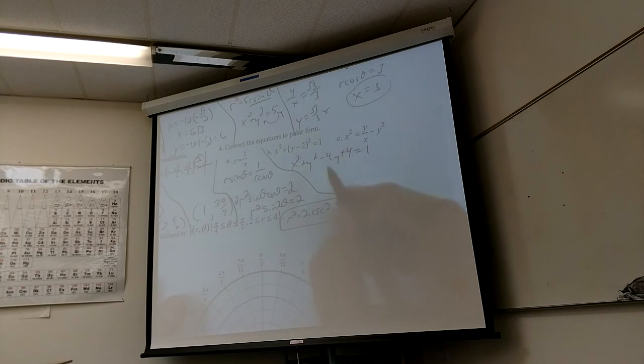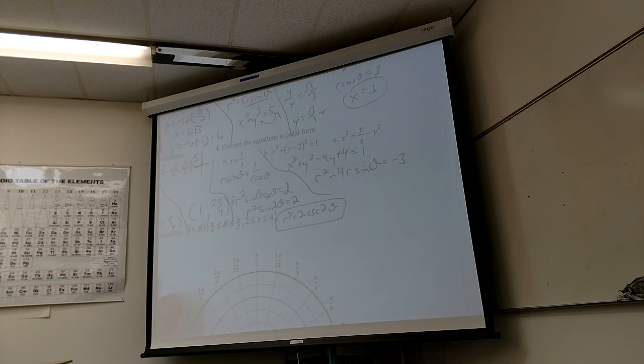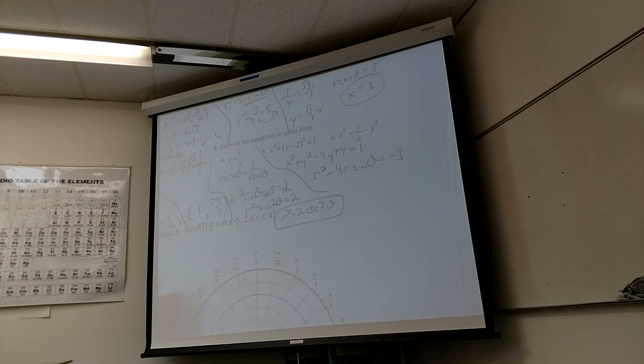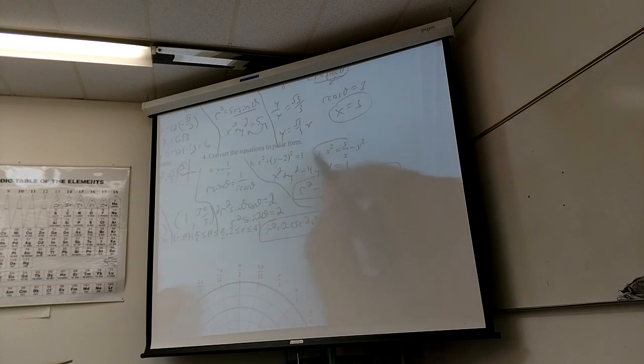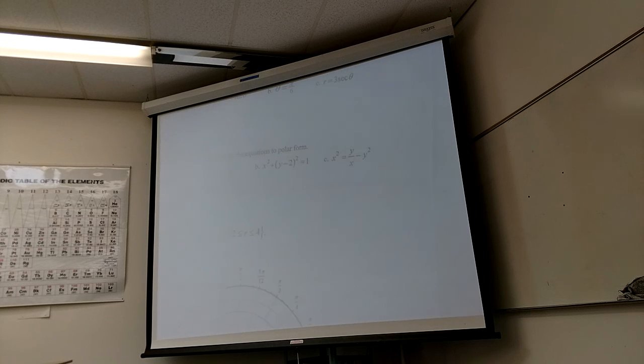That is r squared. So you get r squared minus 4 r sine theta equals negative 3. So, I mean, there's no real good way to go from there, really. You can't really solve for r. You can see that? Okay? I mean, let's see. No, screw that. We don't do that.